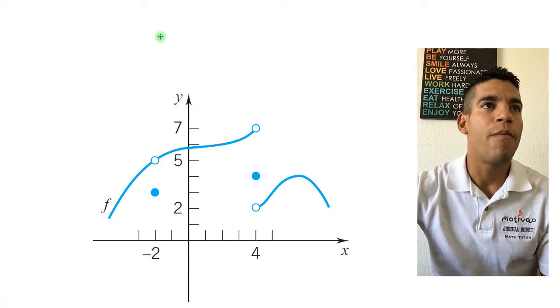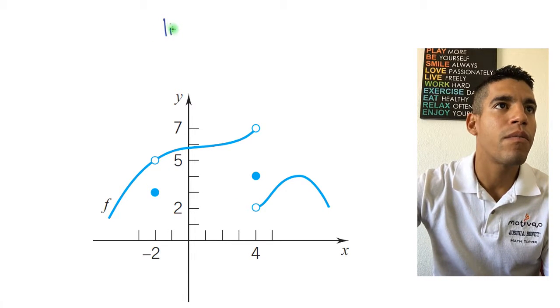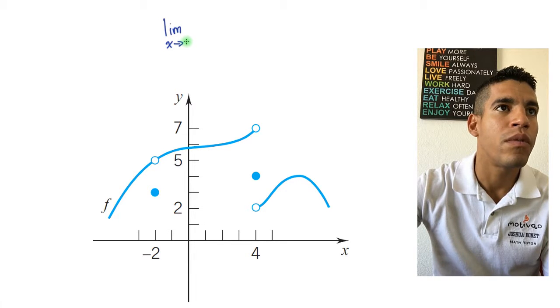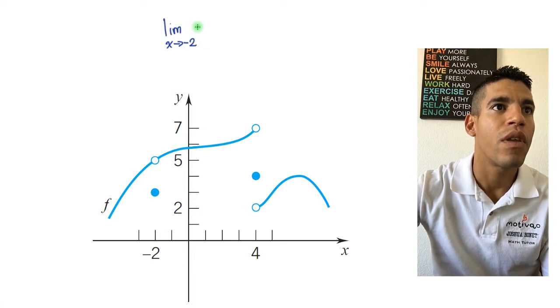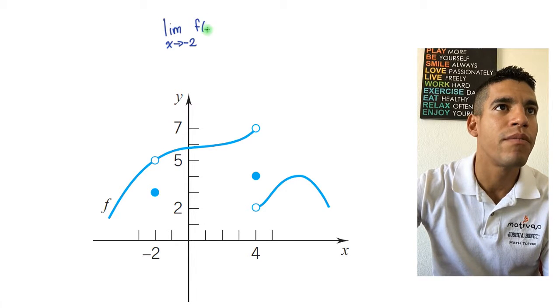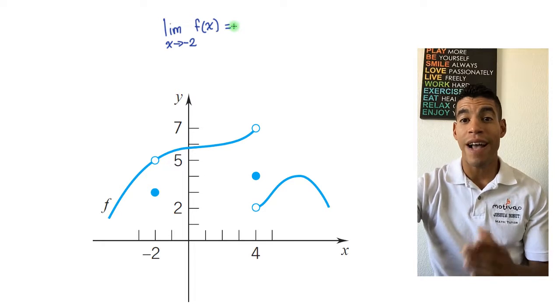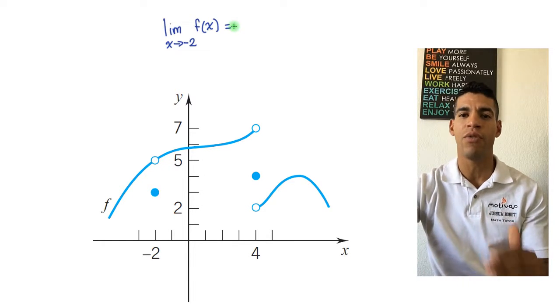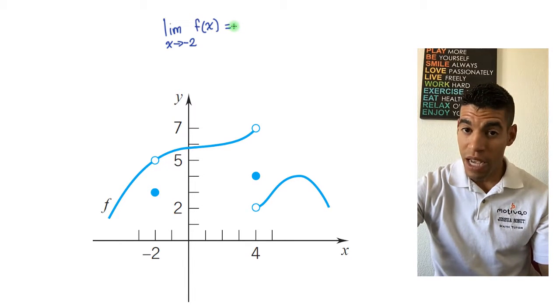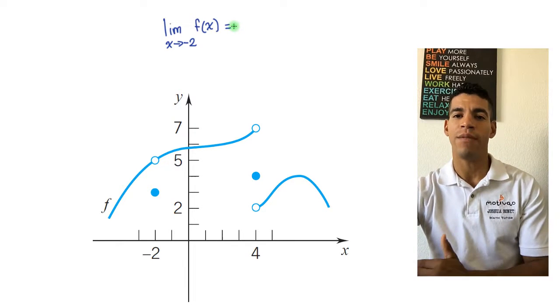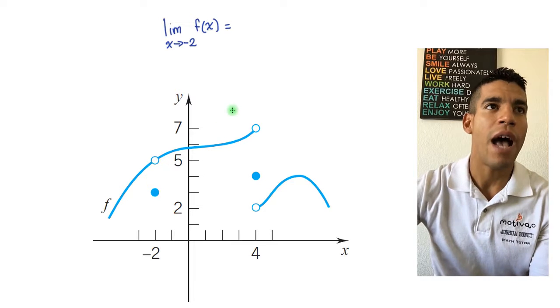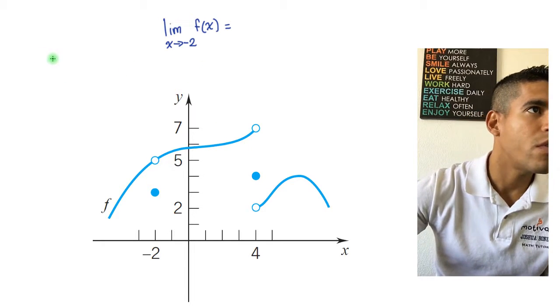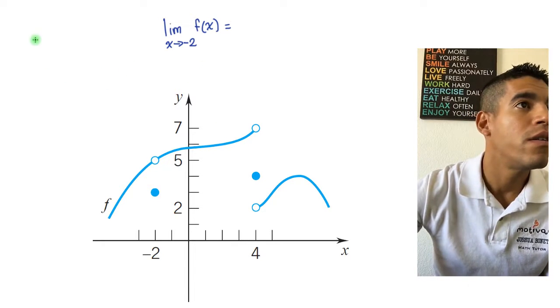So the limit when x approaches -2 of f of x is equal to one number. Now, to find the limit and to know if it exists, I need to find the limit from the left of -2 and from the right of -2. Okay, so let's do that. So I'm going to write it over here.